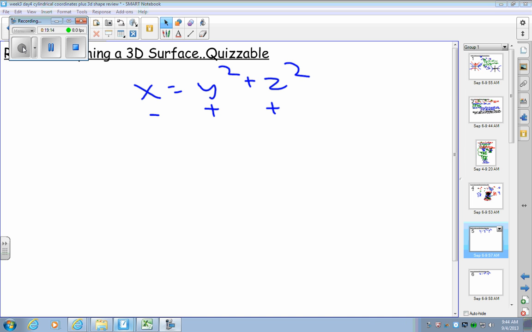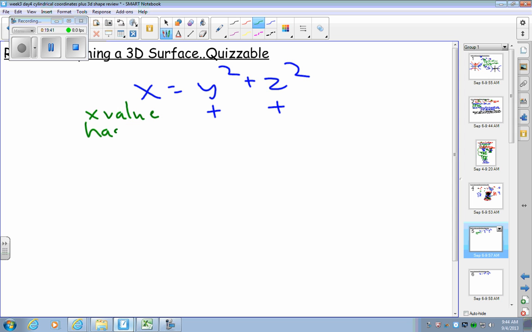On this one, you need to recognize this part of it. Okay? They're not all squares. It's just the y squared and the z squared. And then the x is by itself. Now, sign-wise, I want you to think of this. Y squared is always positive. Z squared is always positive. If you're adding two positives, that means the x value has to be positive.